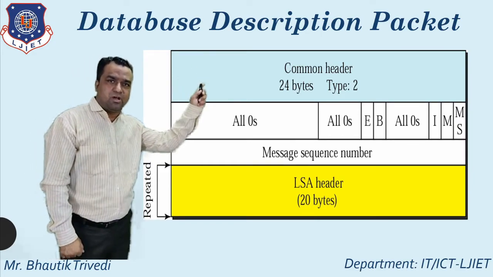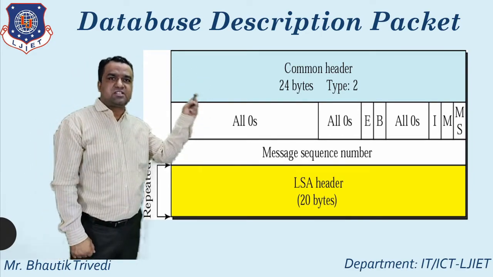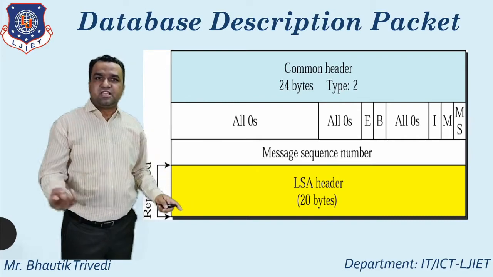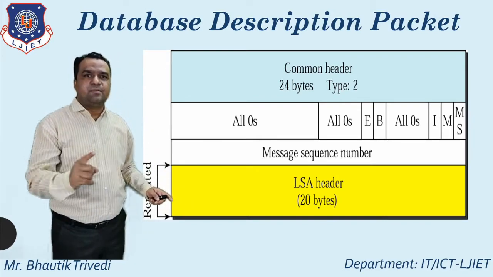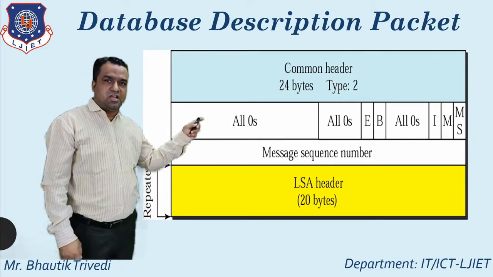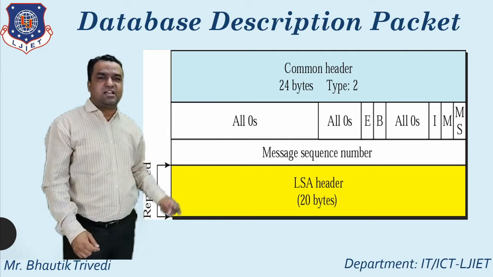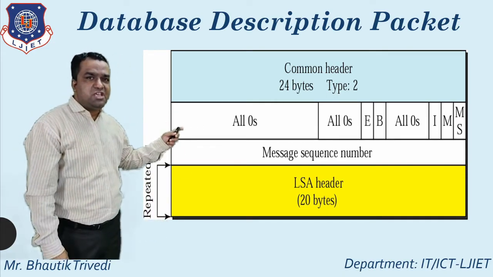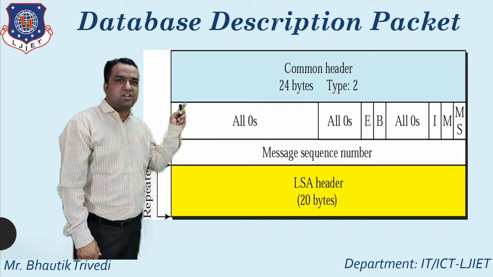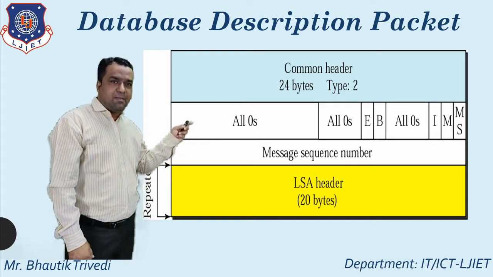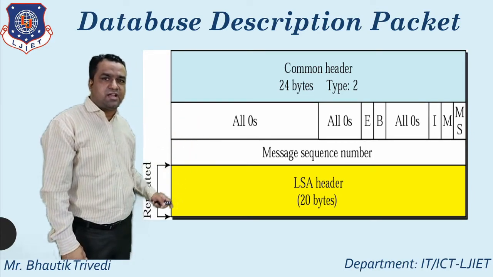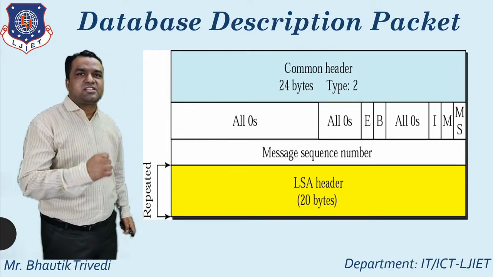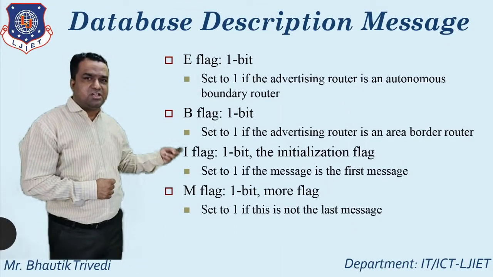First one is the common header, 24 bytes, with type equal to 2. In case of the hello packet format, type is equal to 1. Then there are all zeros, then E, then B, then all zeros, then I, M, MS, the message sequence number, and the LSA header. So let's start one by one in detail.